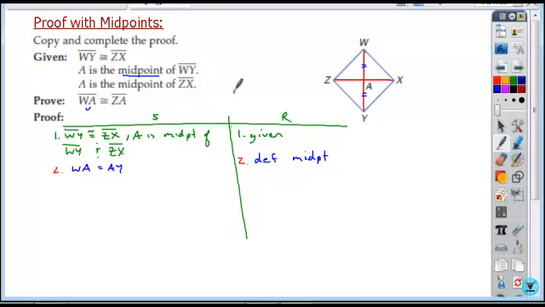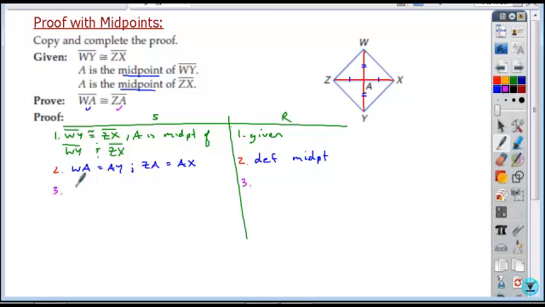Okay, at the same time, we have another statement about a midpoint. So what other statement can we write in the same step two? ZA and AX also have to be equal. All right, so there are the two pieces of information that we can start with.